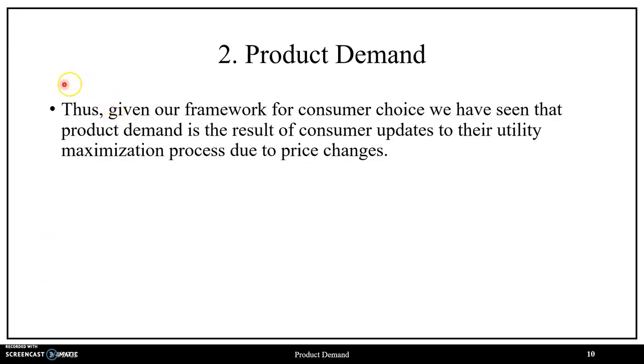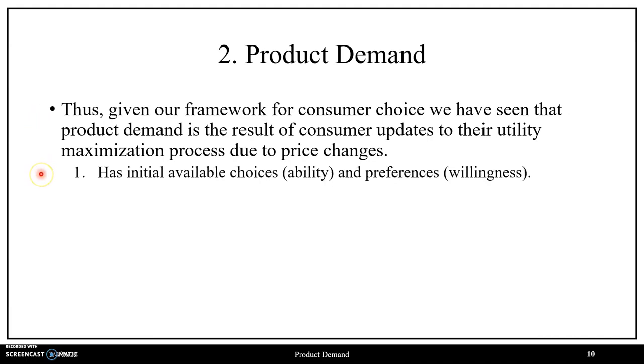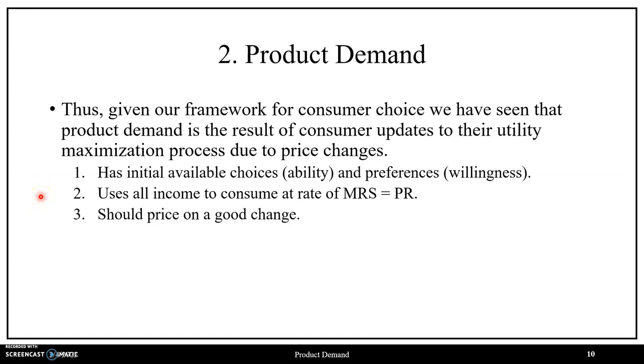So then, overall what we have then is, given our framework for consumer choice, we have seen that product demand is the result of consumer updates to their utility maximization process due to price changes, in that the consumer has initial available choices, that is their ability, and they have preferences as well, which represent their willingness. They use all of their income to consume at the rate of the marginal rate of substitution equaling the price ratio, and should the price on a good change, then their available choices will change, which then means that affects their ability.